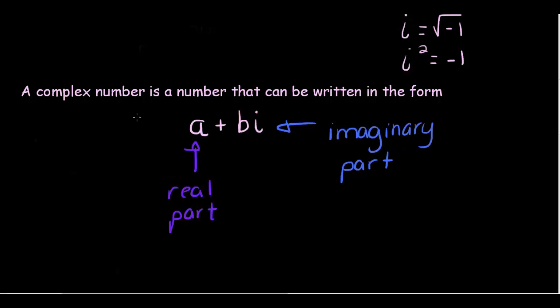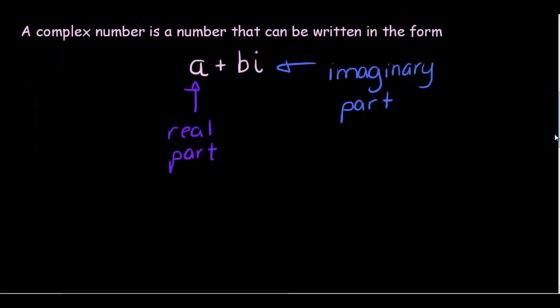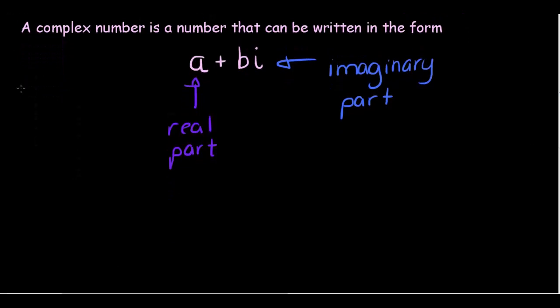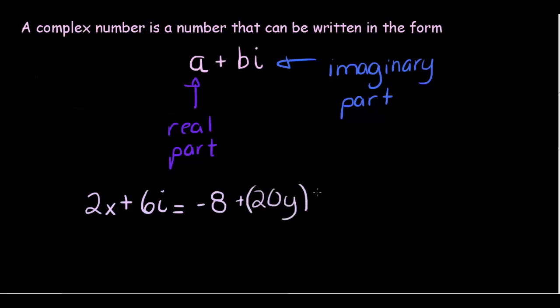So we're going to start with this. We're going to find values of x and y that will make the equation true. So we will have 2x plus 6i equals negative 8 plus 20y, and this is the imaginary.